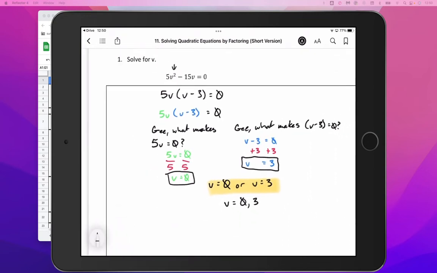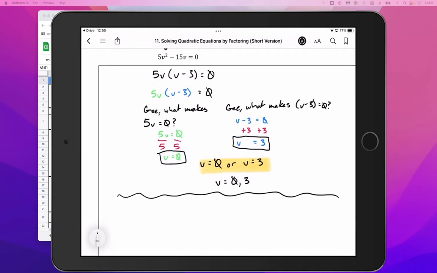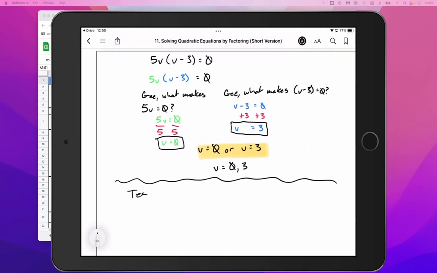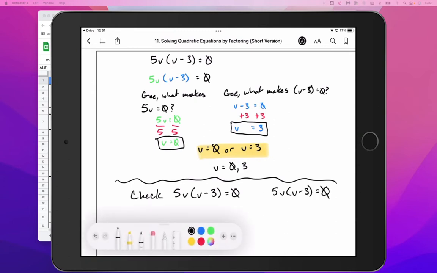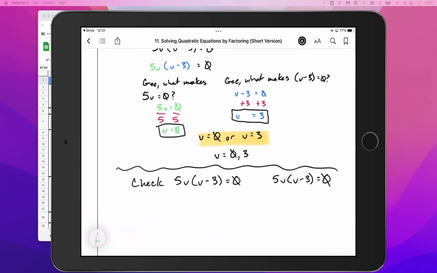So that being said, let's test it. And so we are done with the problem, but we're going to test it. A better word here is check. So if I was to take 5v times v minus 3 equals 0. And we're going to do this twice because we've got two things that we think could be an answer. If I was to test the 0, so we're going to put 0 in for v. Let's see if it comes out to be a true statement.